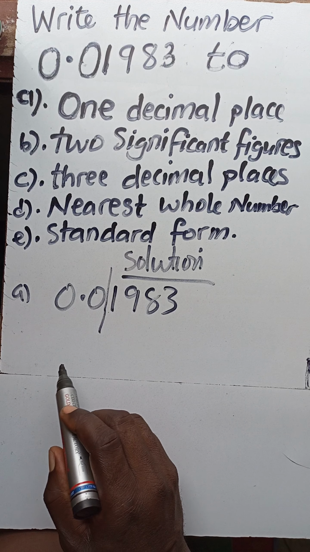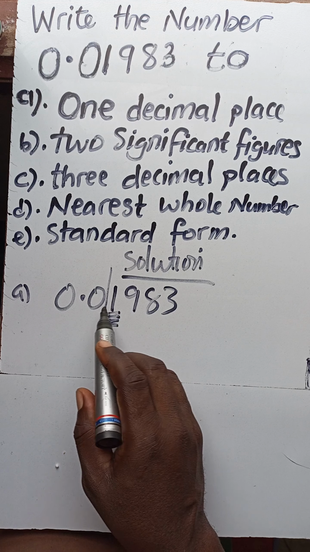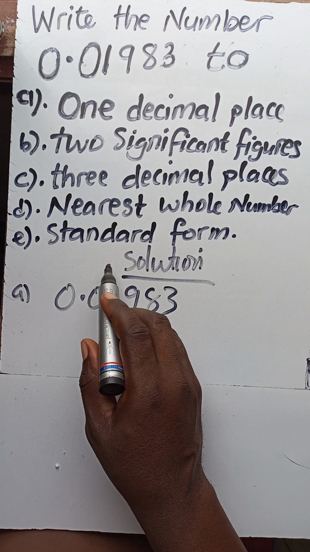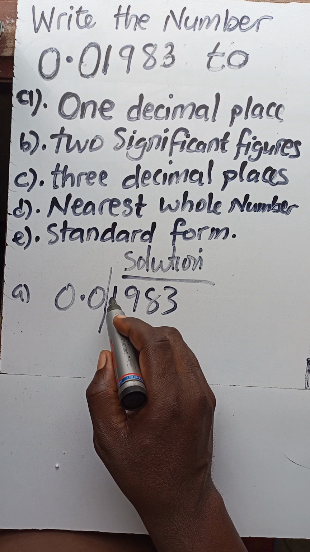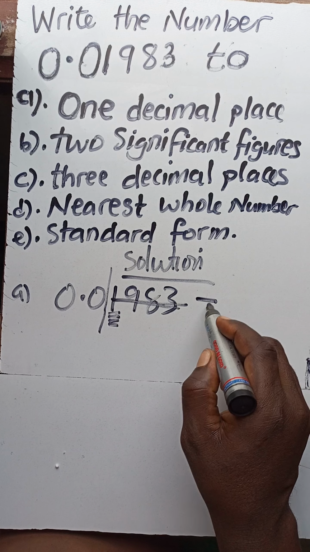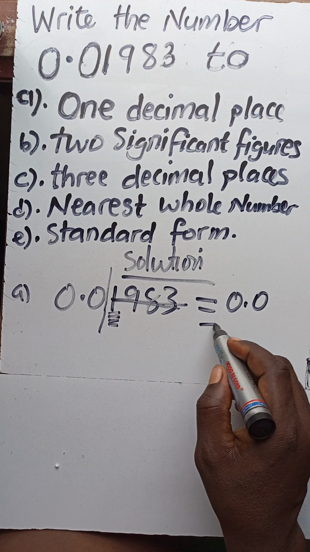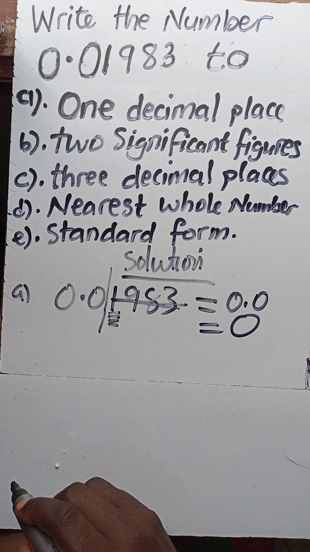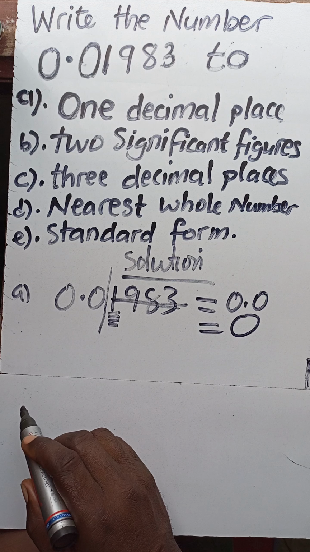But if that digit is 5 and more, then we will round it up to 1 and add to the digit just before the stroke. All right, now in this exercise, the digit immediately after the first decimal place is less than 5. So it simply means we truncate everything. Everything there is thrown away, and our result is 0.0, which is as good as 0. Therefore, this number to one decimal place is 0.